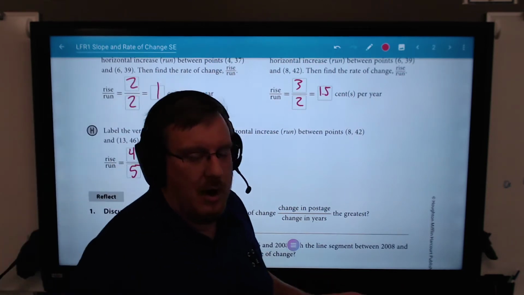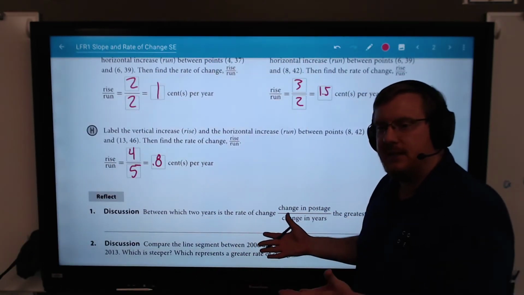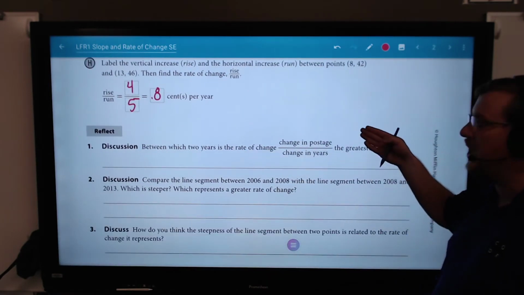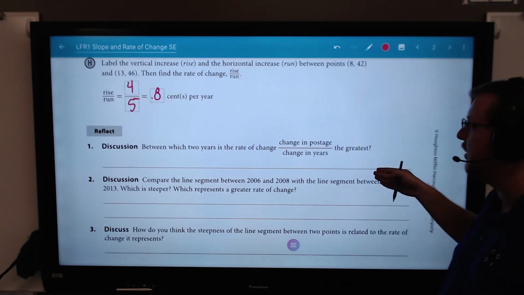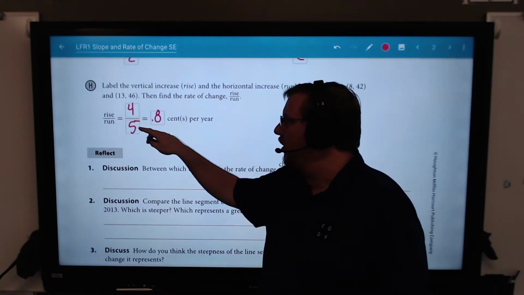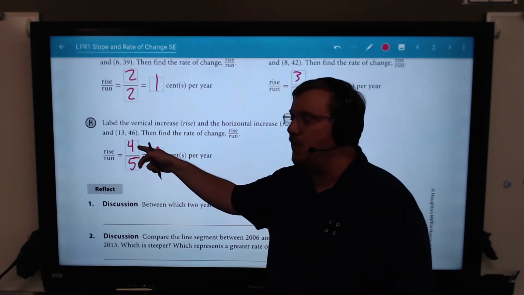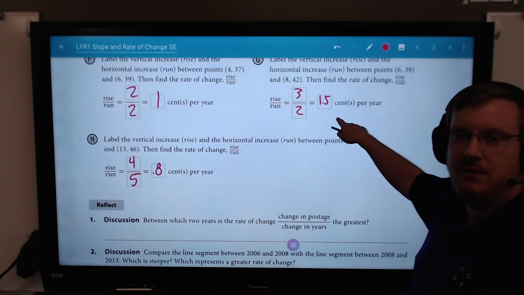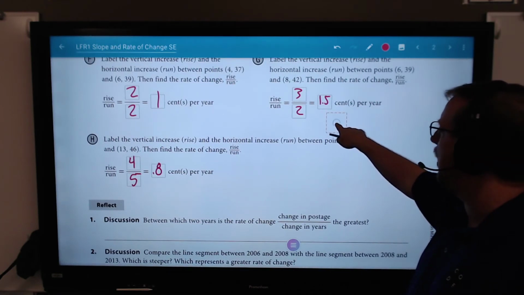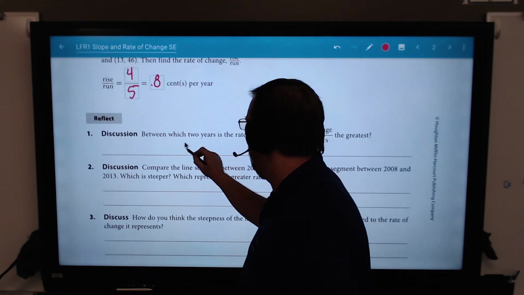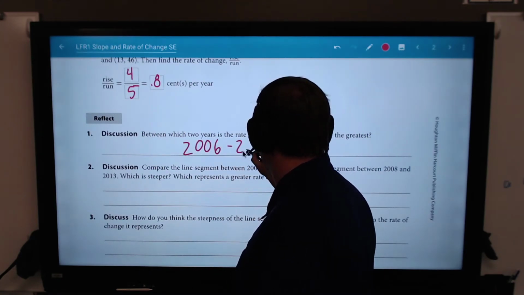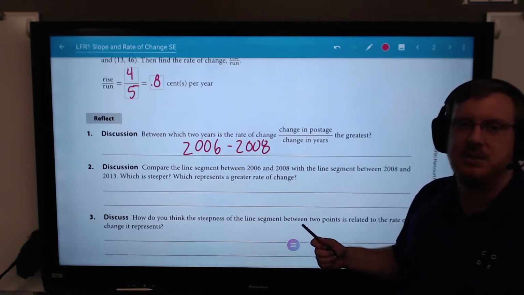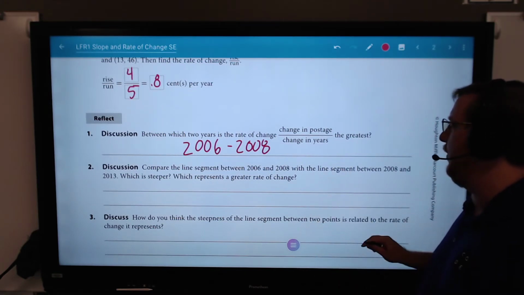Now here's the interesting part, right? We're looking at the slope, or the rate of change in this case, the average rate of change between these points. Between which 2 years is the rate of change, the change in postage per the change in year, the greatest? It is not between when it went up the most, because it took longer to do that. This slope, this rate of change is bigger between 2006 and 2008. The reason being is 1.5 cents per year on average is bigger than 0.8 of a cent per year on average.